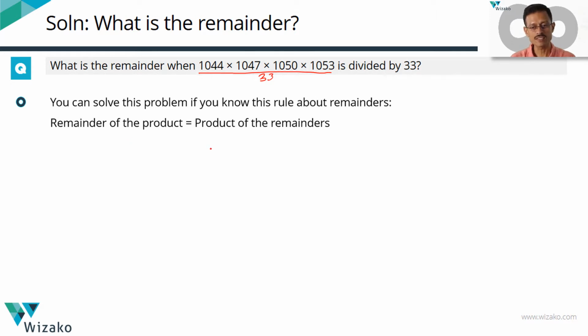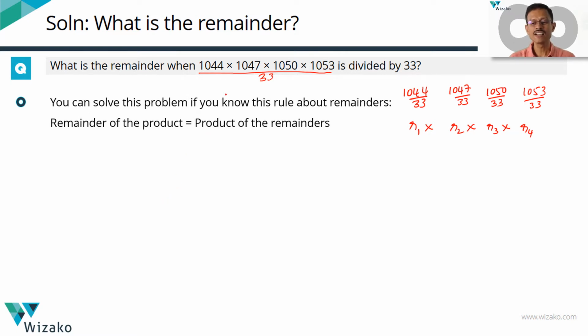That is going to be the same as finding the remainders initially. Pick this 1044, divide it by 33, find the remainder. Let's say this remainder is equal to R1. Let's run through this process for each of the four numbers. So that's 1047 divided by 33. Let's say the remainder that you get is R2. 1050 divided by 33. This division yields a remainder of R3. And the last one, 1053 divided by 33, gives you a remainder of R4. You're saying the remainder of the product is equal to the product of the remainders. So these are the remainders. The product of the remainders is going to be equal to R1 into R2 into R3 into R4.